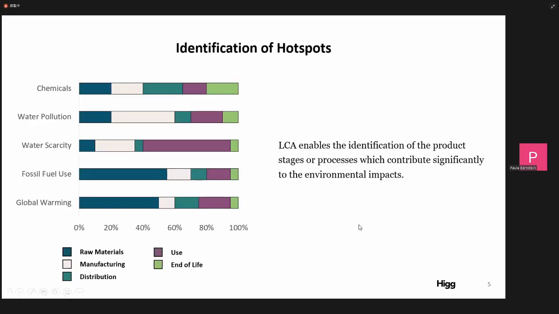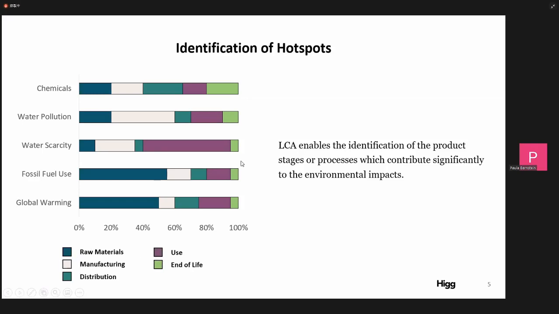So LCA allows you to identify hotspots or understand what phases contribute most significantly to environmental impacts. This is just a made up product showing impacts from cradle to grave. You can see the different stages down here. You could just as well have the same chart with MSI data, and you'd have raw materials, yarn formation, textile formation, and the different textile processes down here.